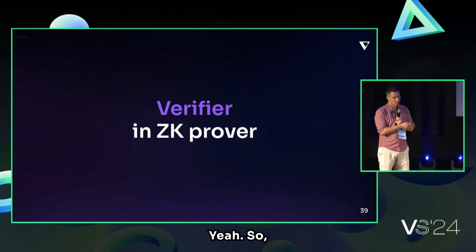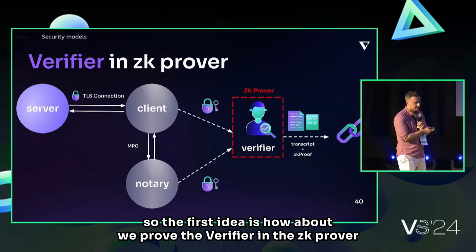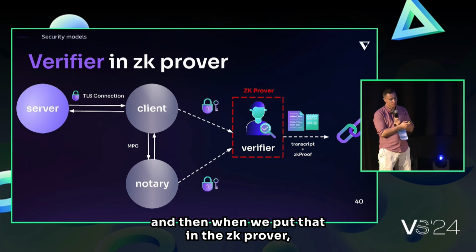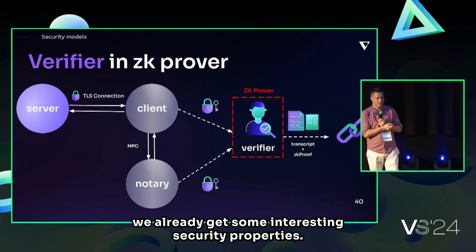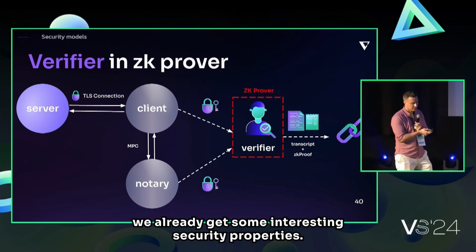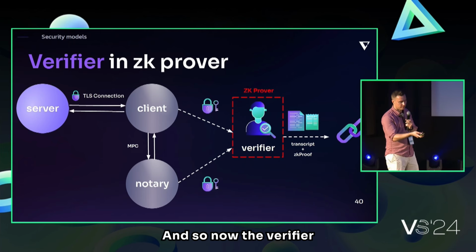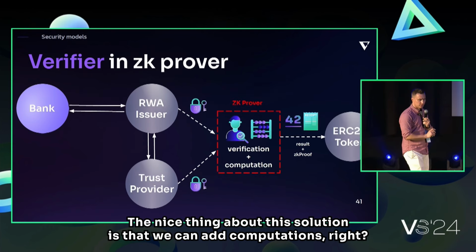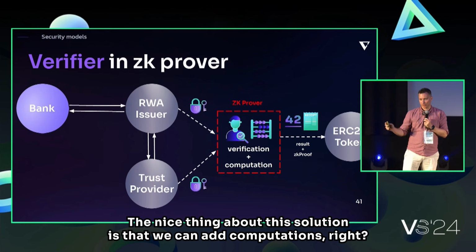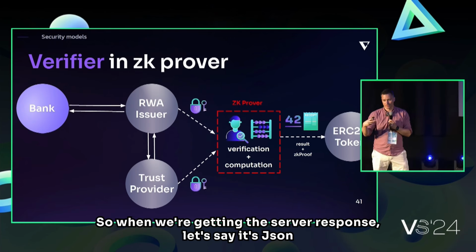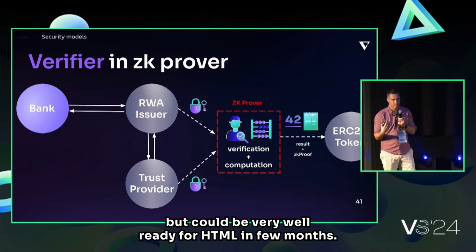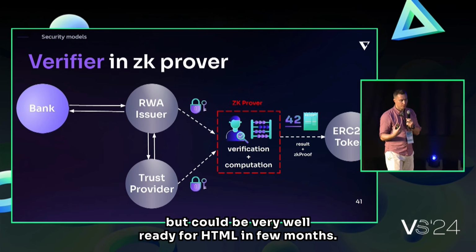So the next idea is, how about we prove the verifier in a ZK prover? When we put that in the ZK prover, we already get some interesting security properties. Now the verifier needs to provide a transcript and a proof. The nice thing about this solution is that we can add computations, right? When we're getting this server response, let's say it's JSON or maybe in the future HTML, it's a little bit too slow today for HTML, but could very well be ready in a few months.